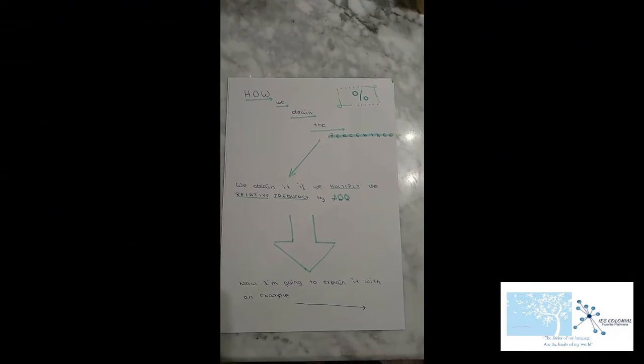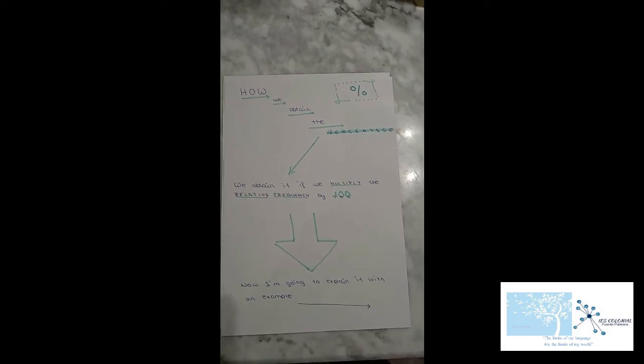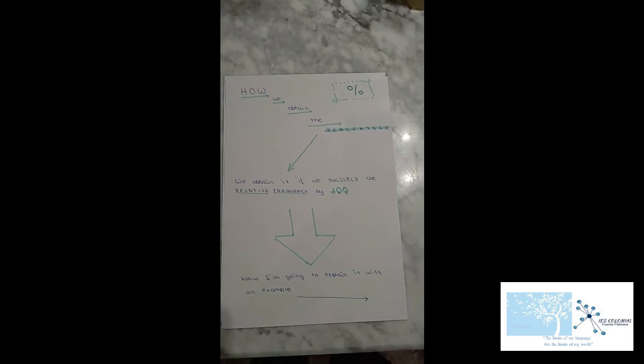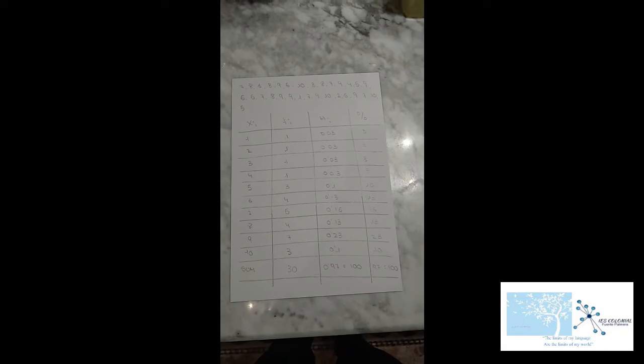How can we obtain the percentage? Okay, we can obtain it if we multiply the relative frequency by 100. Now I'm going to explain it with an example. Here we have an example and I'm going to explain it.